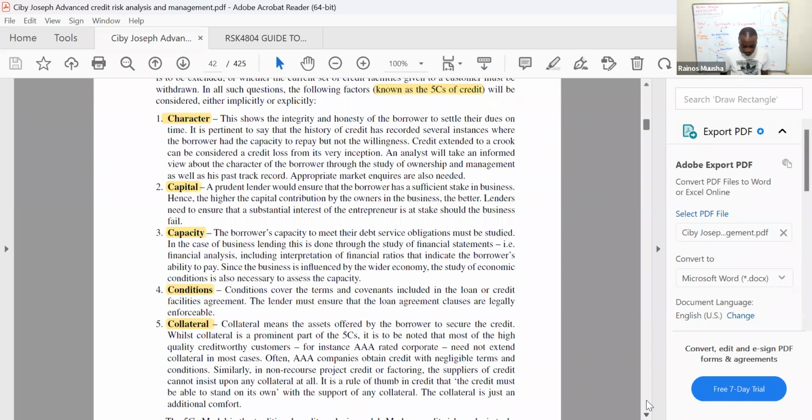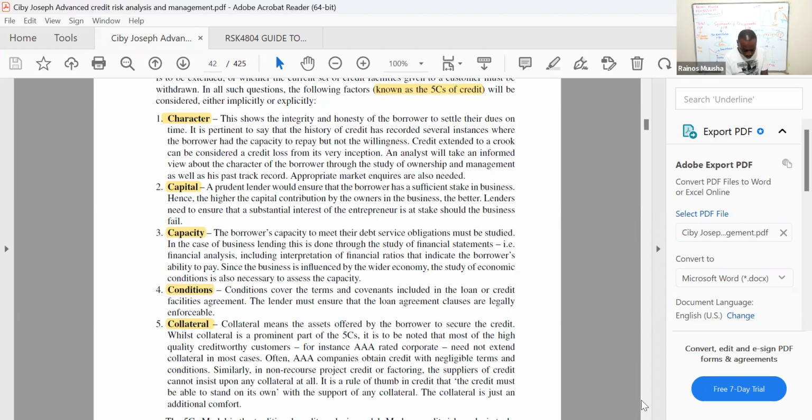The fourth one looks at conditions. And here they say, these conditions cover the terms and covenants included in the loan or credit facilities agreements. So the lender must ensure that the loan agreement clauses are legally enforceable. So if there are going to be any conditions put in place on the loan agreement, or any covenants, these conditions have to be legally enforceable, so that the lender is able to recover their funds in case of default.